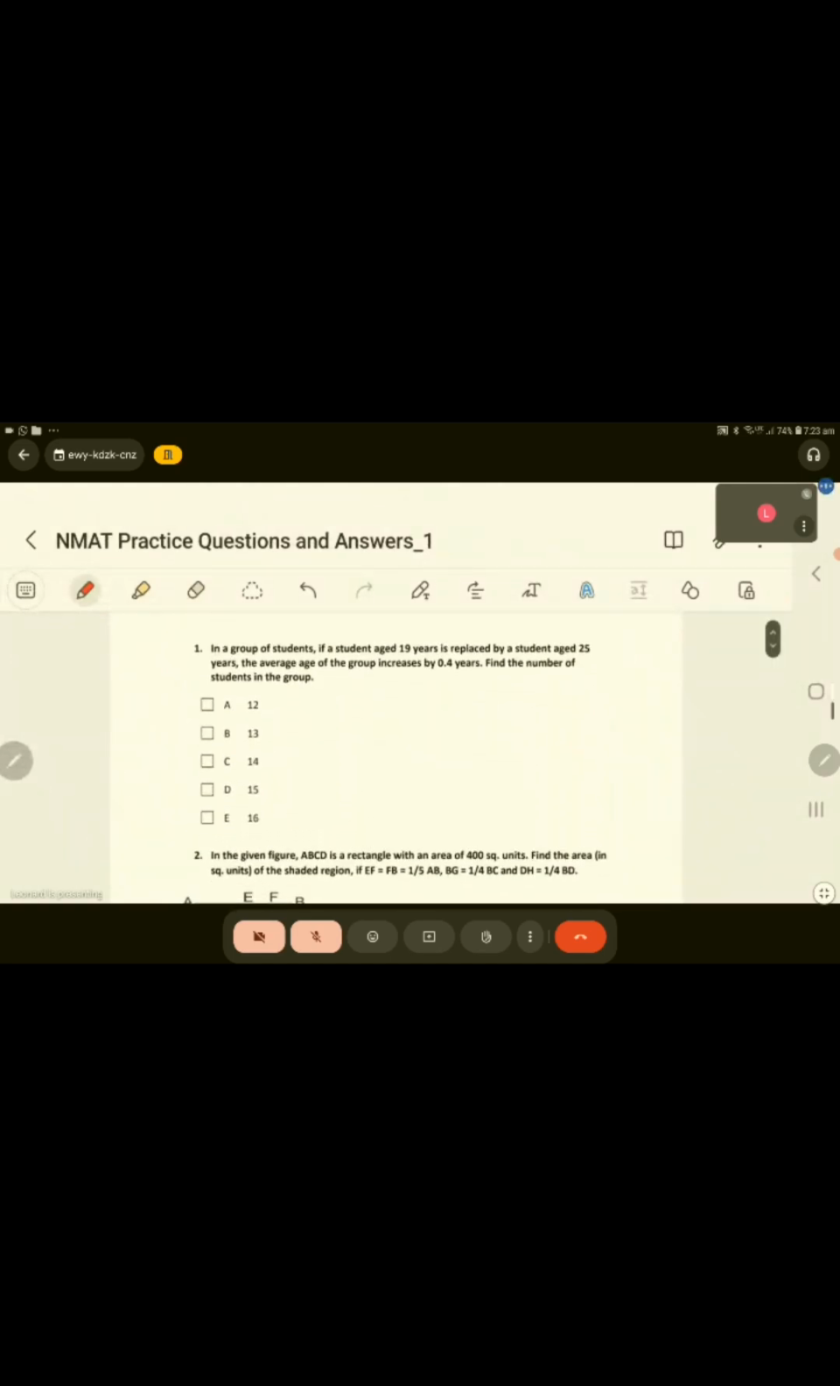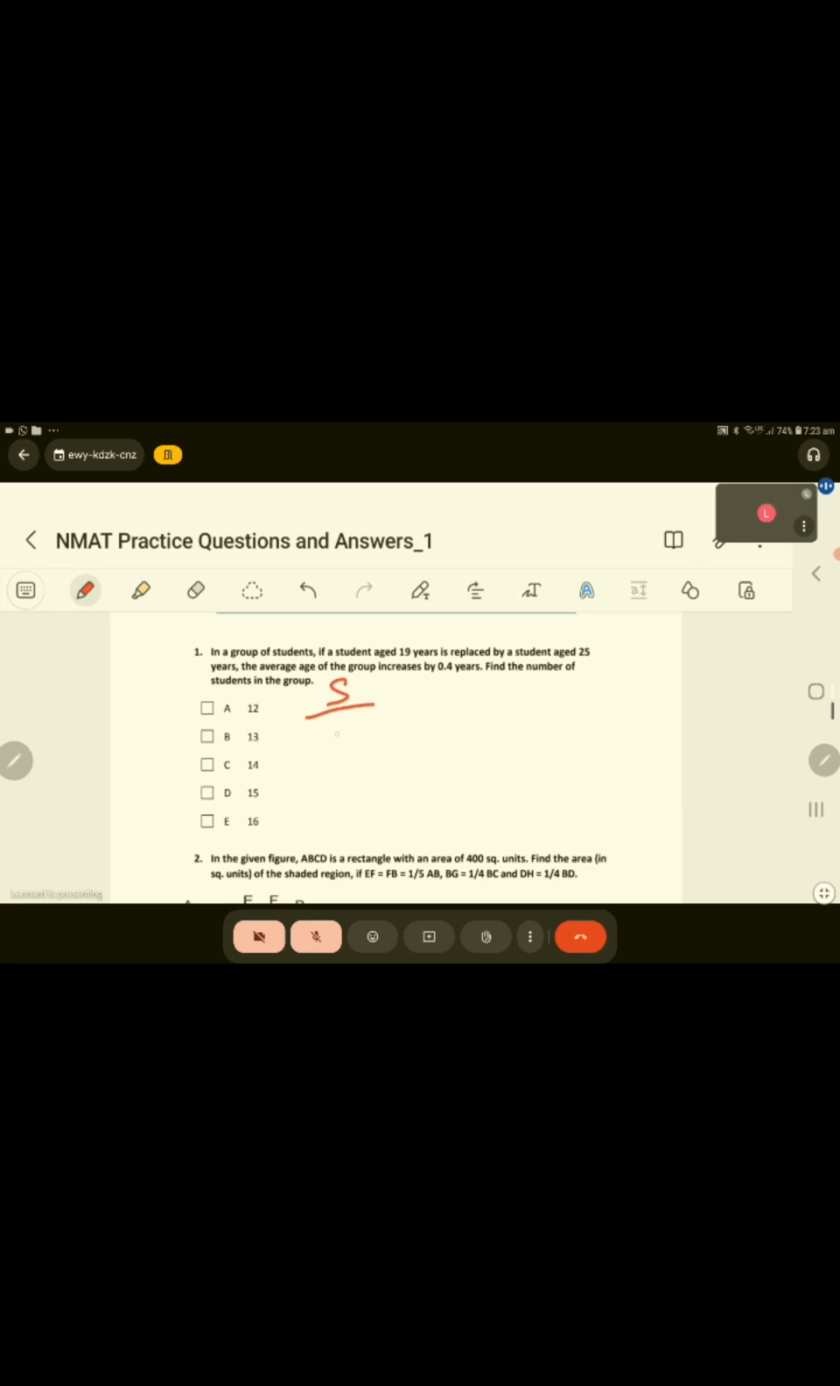Yes. Also, when we have this, let's say the sum was s over n, plus the actual increase, which is 25 minus 19. 25 minus 19 is 6. That is the actual increase. The original average plus 0.4. This is responsible for this. That means 6 over n equals 0.4, or 6 over n equals 4 over 10. When we cross multiply, we get 4n equals 60, or n equals 15.